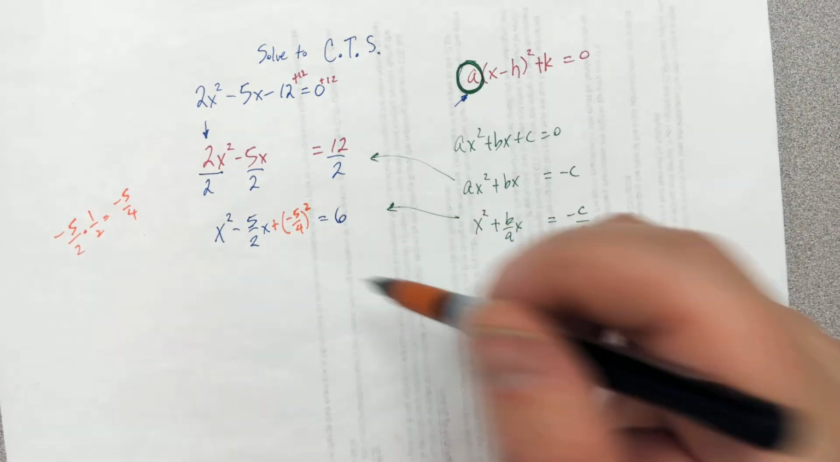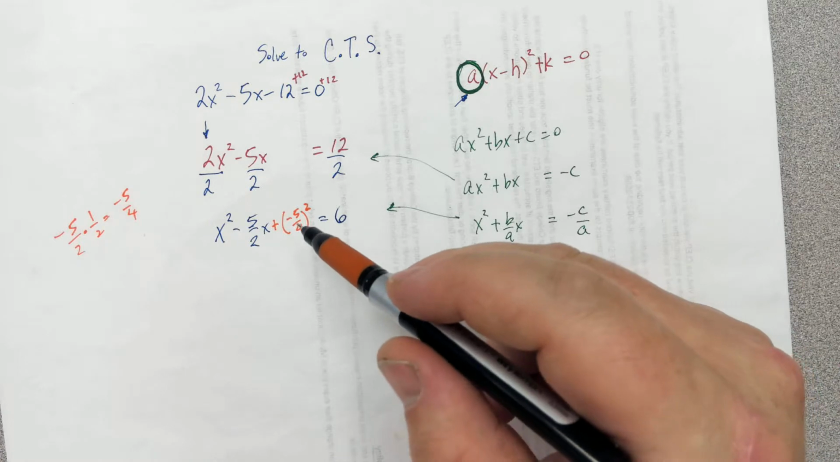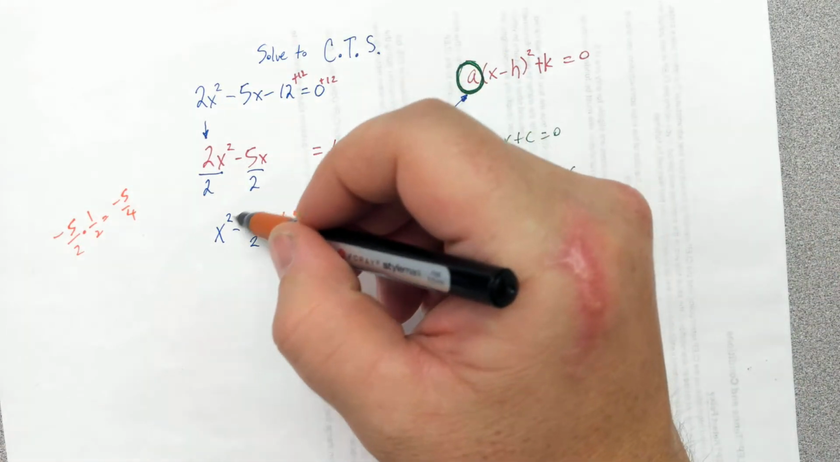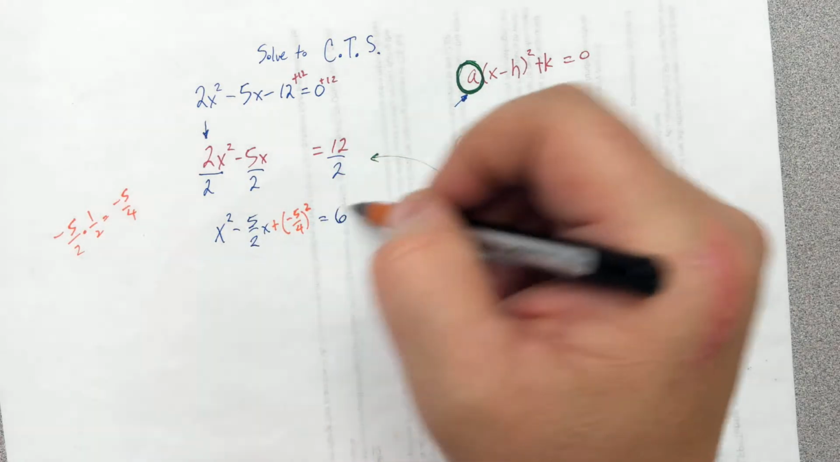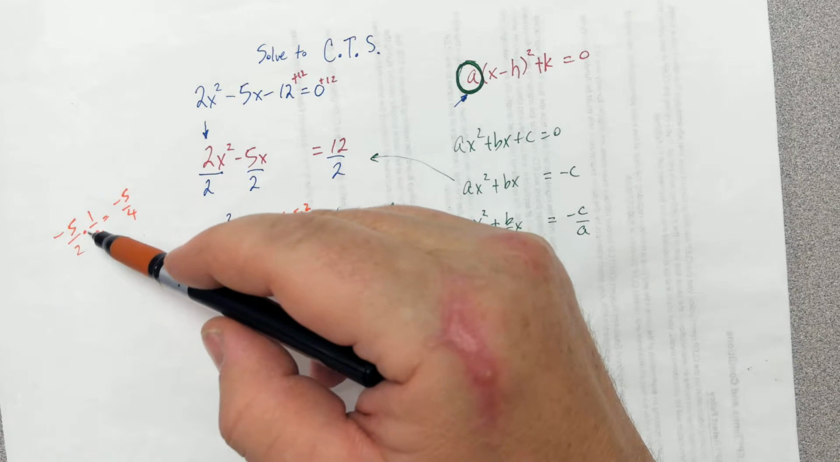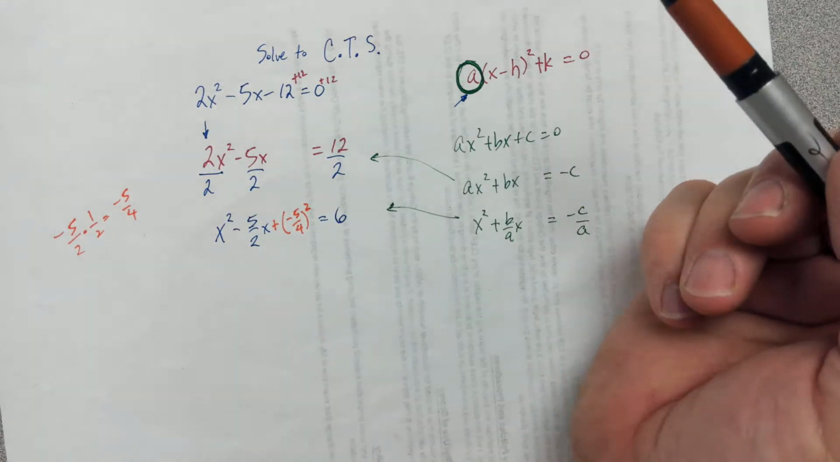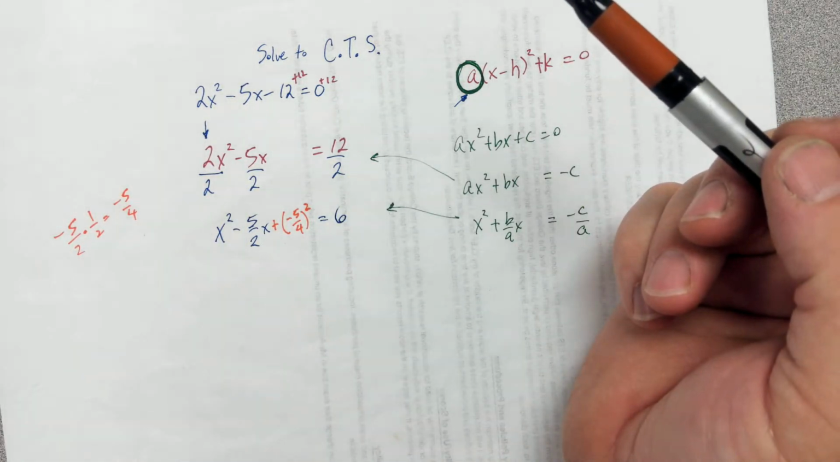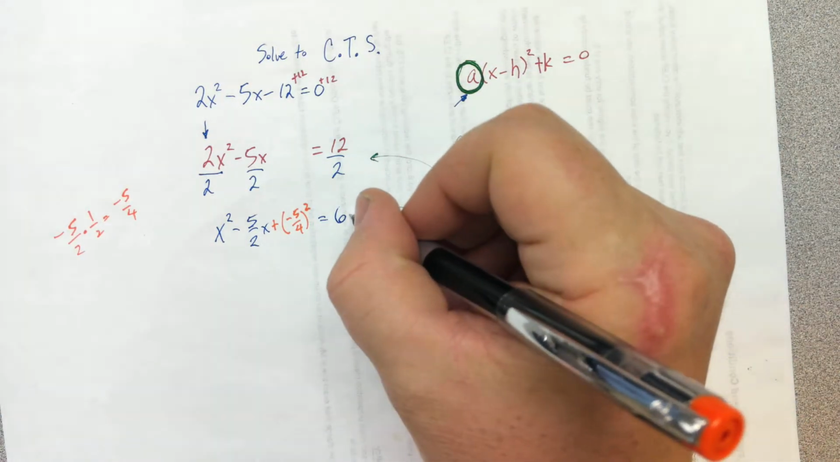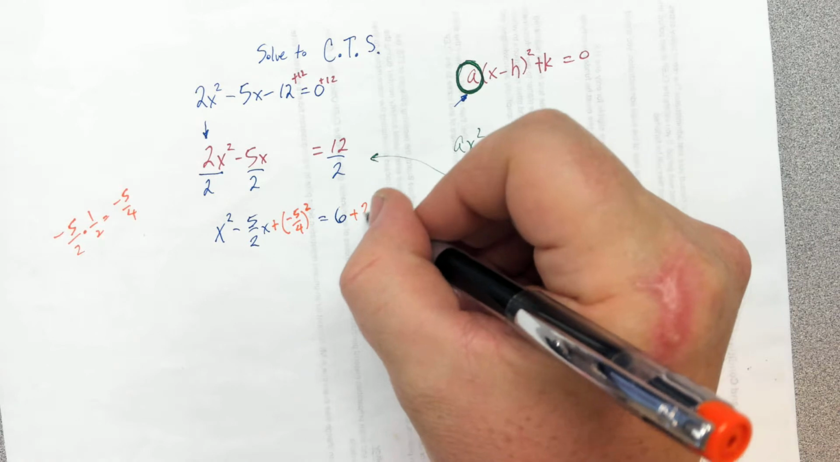Where do those numbers come from? This one right here, 5 over 4? Every time, you take half of this b term, square it, and add it to both sides. So half of 5 over 2 is 5 over 4. But we never square it on this side, and we always square it on this side.